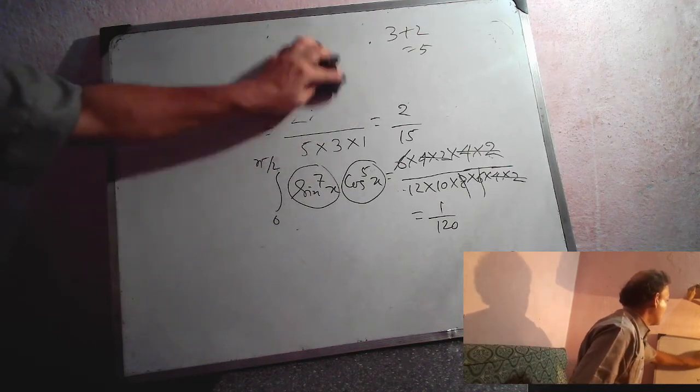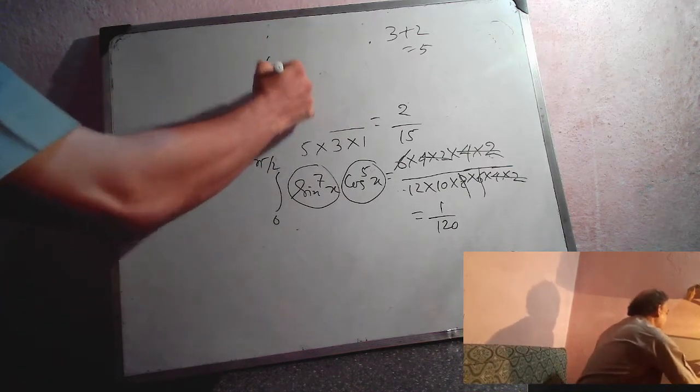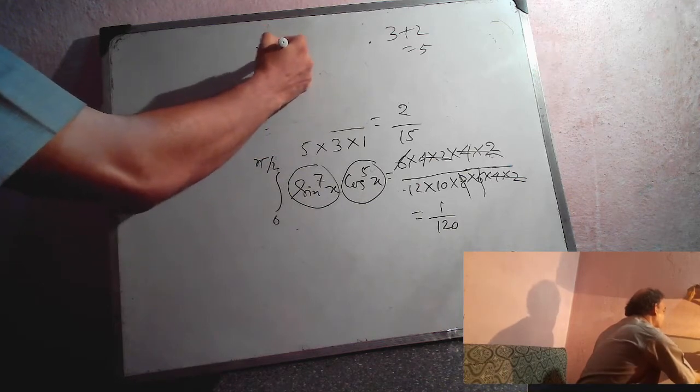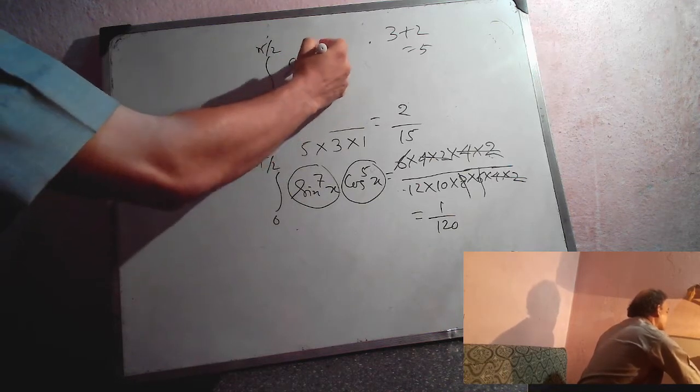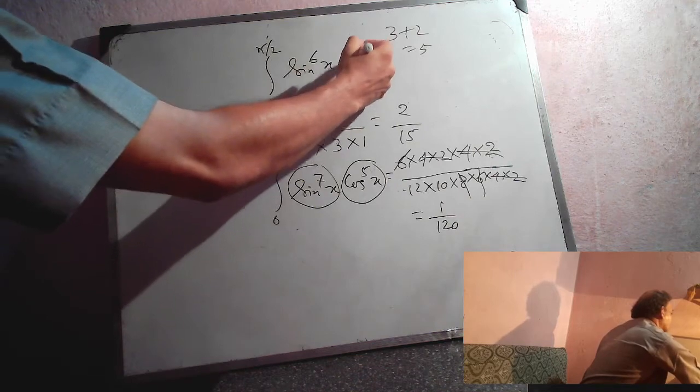Now when the powers of both sine and cos are even, suppose sine 6x cos 4x.